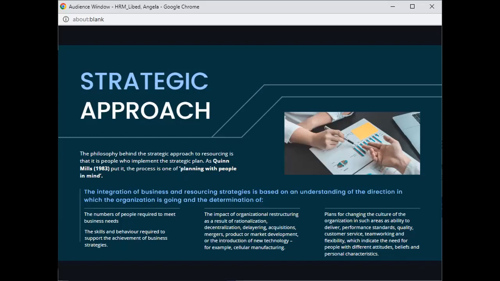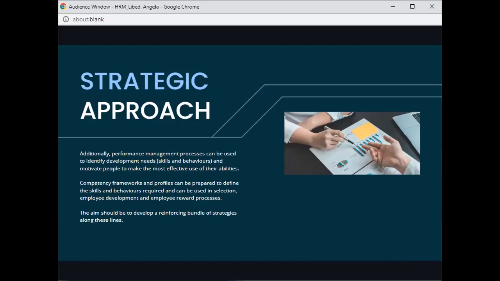The impact of organizational restructuring as a result of rationalization, decentralization, delayering, acquisitions, mergers, products, or market development, or the introduction of new technology. So, for example, cellular manufacturing. Also, plans for changing the culture of the organization in such areas as ability to deliver performance, standards, quality, customer service, team working, and flexibility, which indicate the needs of people with different attitudes, beliefs, and personal characteristics.